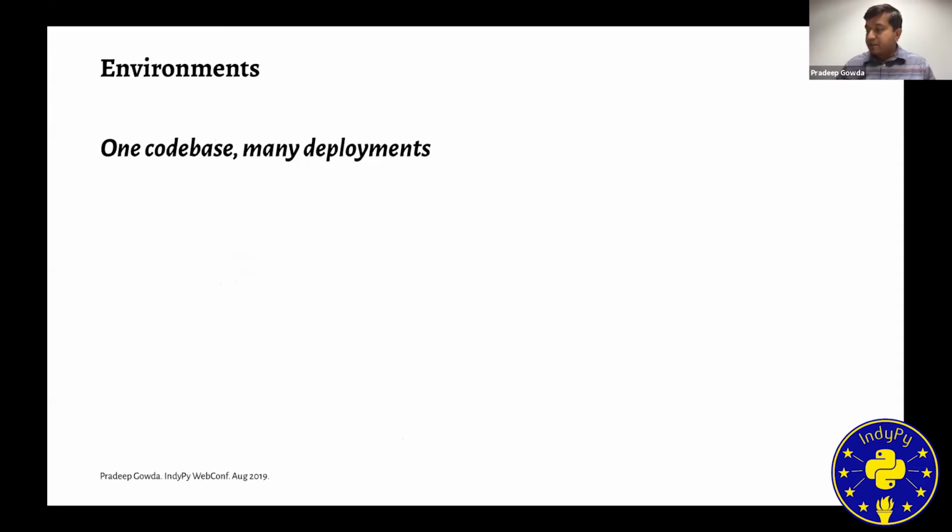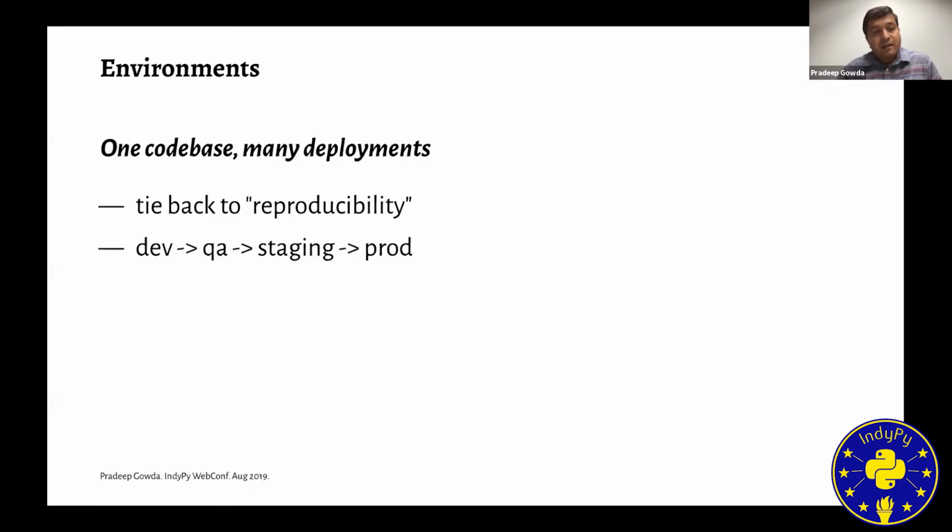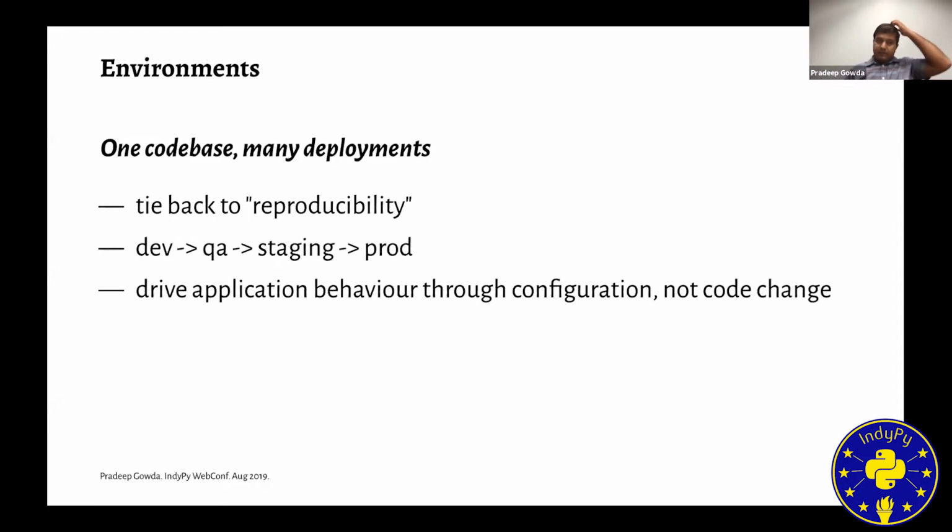The next thing I want to talk about is the environments. I talked about the 4 different environments that many development teams use. The central idea is that you have one code base, but you deploy into multiple environments. Again, this ties back into reproducibility, and you should drive application behavior through configuration, not through code change.